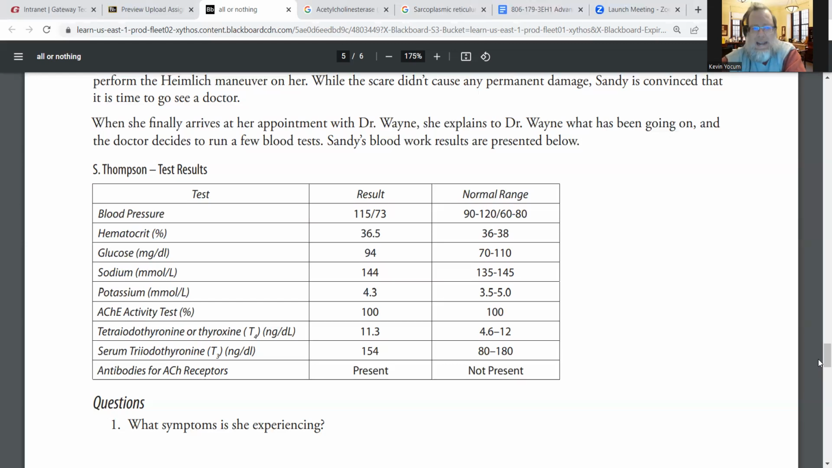So an antibody would be something going against potentially these ACH receptors. So this is not good because we generally should not find anything going against acetylcholine receptors. Those have to be open, available, and ready to receive acetylcholine all of the time. So we would not see antibodies that are going against acetylcholine receptors unless we have a problem. And that's what we see here. So let's find out what's going on.